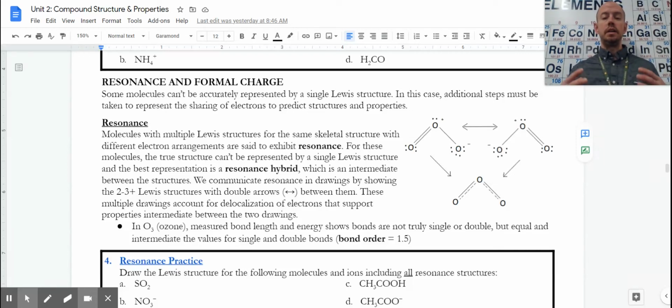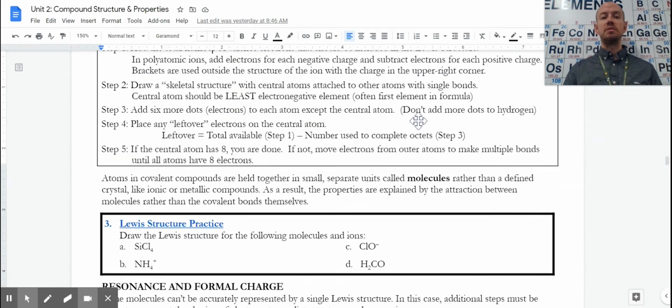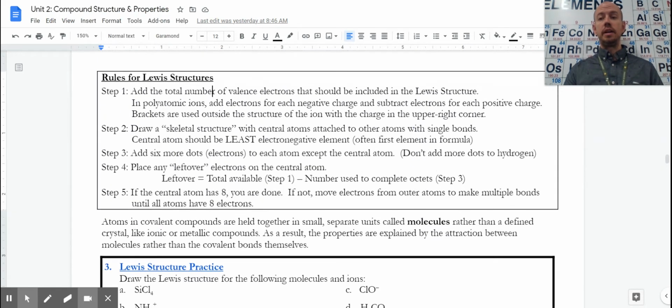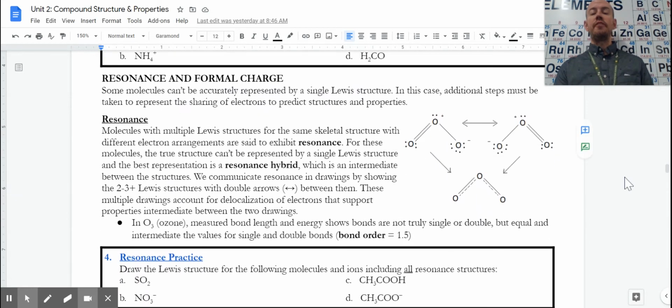When we are doing the process of drawing a Lewis structure, which follows the 5 steps or 5 rules right here, sometimes we are faced with a unique challenge or a unique problem of not knowing whether a double or triple bond should go one place or another. In that case, it's possible to draw multiple Lewis structures that follow the rules and follow them perfectly.